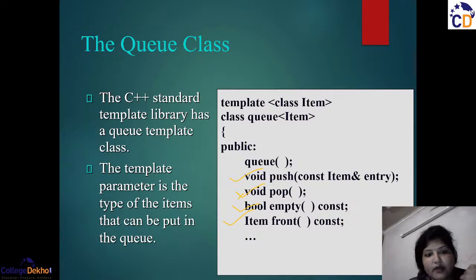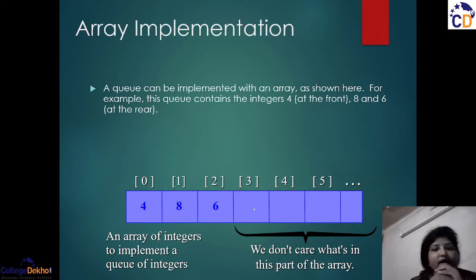The template parameter is the type of the items that can be put in the queue, right? So we are making it a template. We can make it a class also. Let us see the array implementation of queue, how we can implement the queue using arrays, right?